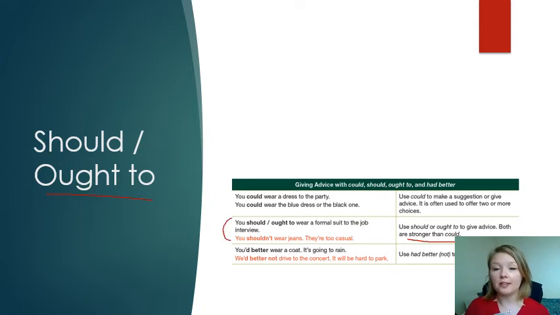Let's look at our examples. You should wear a formal suit to the job interview. Or, you ought to wear a formal suit to the job interview. We can use should, but we can also use the negative form shouldn't, or we could say you ought not to. You ought not wear a formal suit. So let's look at our example here. You shouldn't wear jeans. They're too casual, right? Do not wear jeans to a job interview. We could also say you ought not wear jeans. They're too casual.